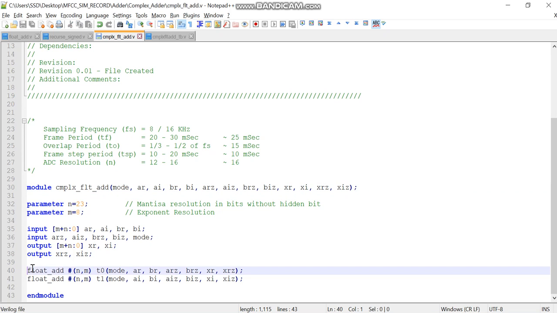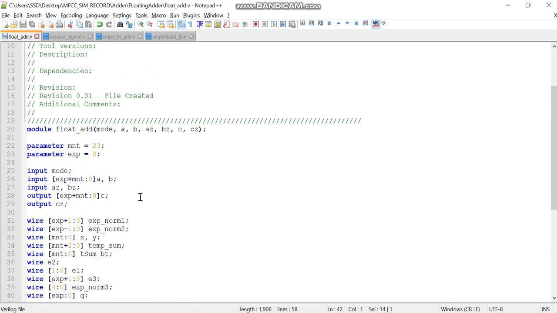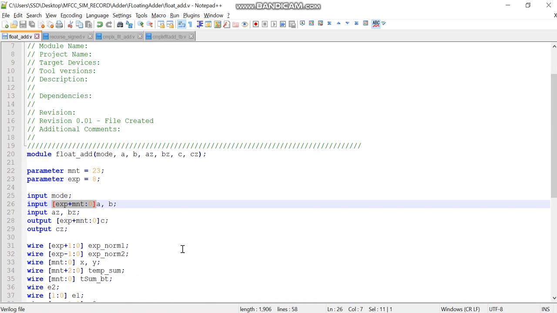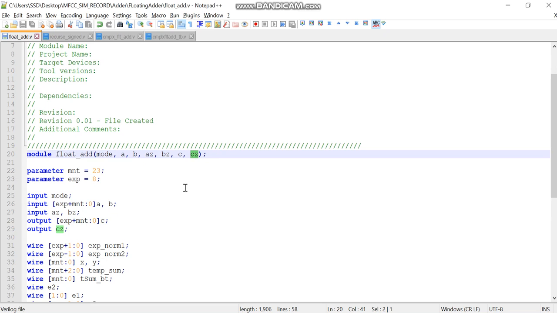So float add is the module which does the floating point addition. The floating point addition again has the inputs A and B, which are of 32 bits, and AZ and BZ are the hidden bits of the mantissa. The three steps that are required for the floating point addition are: the first is the exponent normalization or exponent equalization, the second step is the mantissa shifting, and the third step is the mantissa addition. So C is the output and CZ is the output hidden bit of the mantissa.